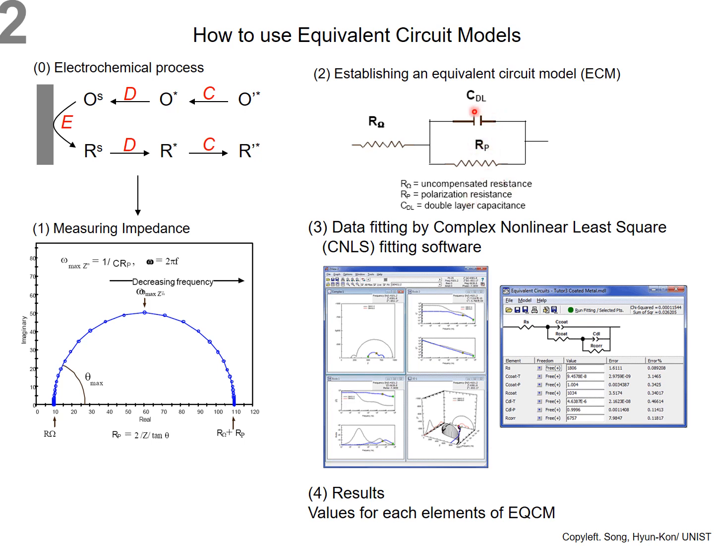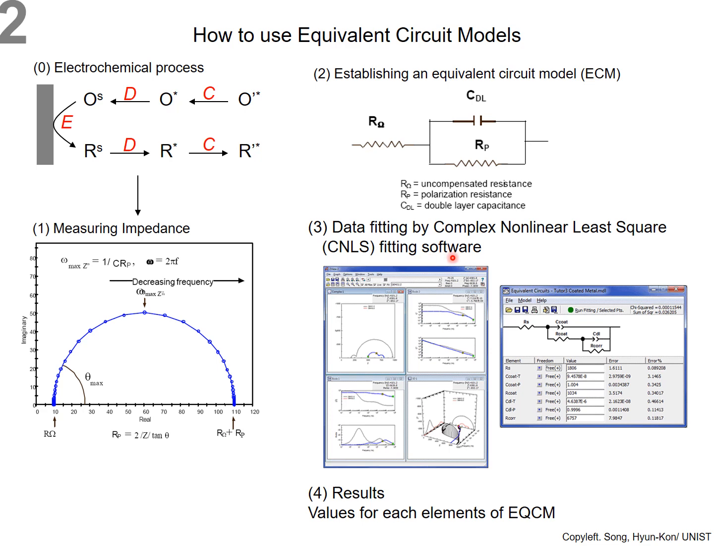Capacitance is for the electric double layer formation on the surface of the electrode, and the resistance in this parallel circuit is responsible for the charge transfer kinetics. You'll learn about that later. Anyway, we'll try to find the values of those three parameters to describe this electrochemical process. Okay, right now we have experimental data and we have a model to describe the process. Then the third step is data fitting by complex nonlinear least square fitting software.